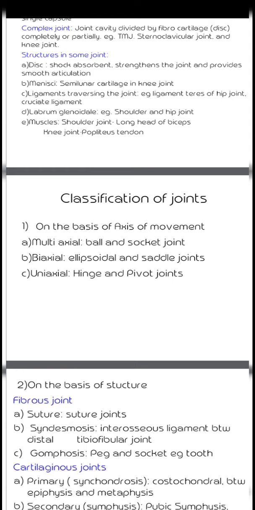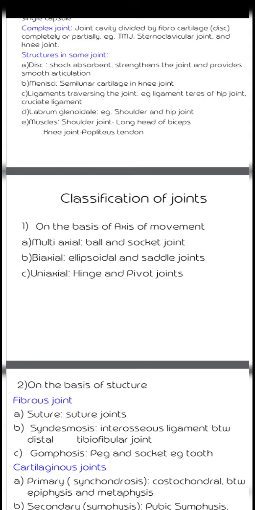There may be some ligaments that are traversing the joint. Ligaments are simple extensions that keep the joint in place. An example is given here: the ligamentum teres of the hip joint, or the cruciate ligament of the knee. Both of these ligaments cross the joint. The glenoid labrum is present around the glenoid cavity in the shoulder, and similarly in the hip joint.